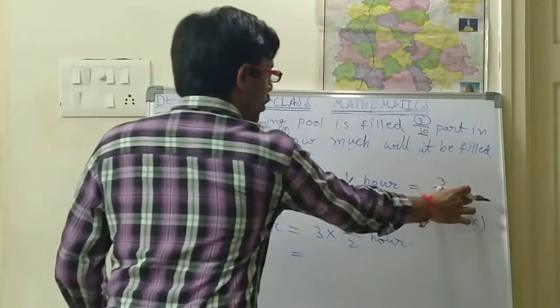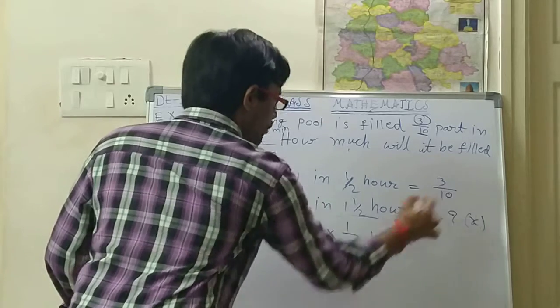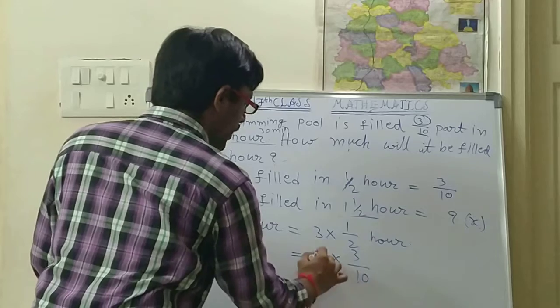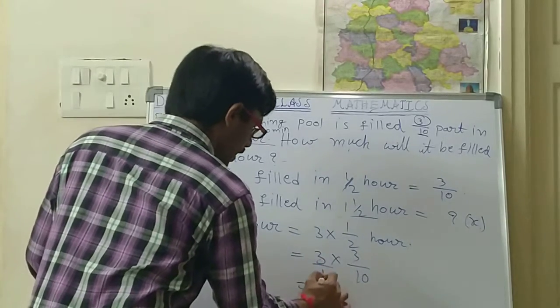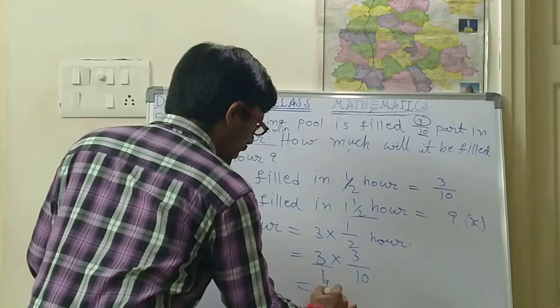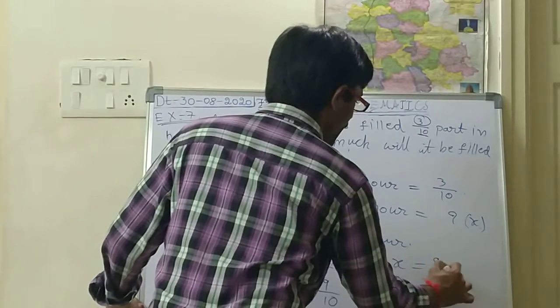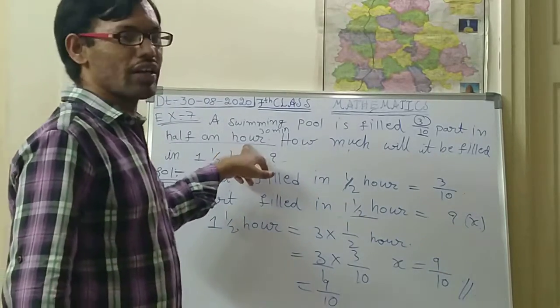So for half an hour how much part? 3 by 10 part. So 3 into 3 by 10. 3 means 3 by 1. So 3 threes are 9, 9 by 1 into 10, that is 10. So 9 by 10 is the answer. So x is equal to 9 by 10 part is filled in 1.5 hour.